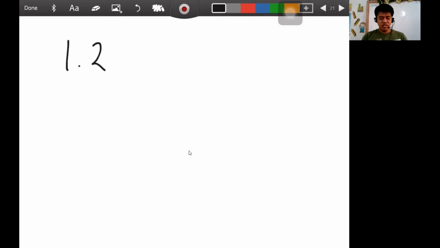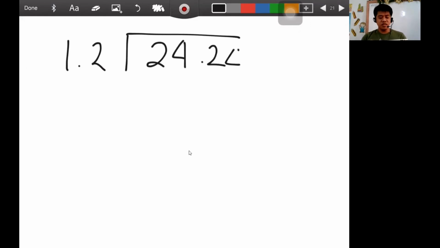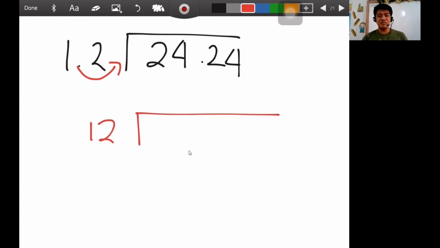1.2 divided by 224.24. Una nating titignan ang ating divisor. Tignan muna natin ang ating divisor. Kung ilan ang decimal places ng ating divisor, ilan? Very good, isa lamang ito. I-move natin to the right. So, magiging anong number siya? 12. Very good. Ang dali lang, di ba?